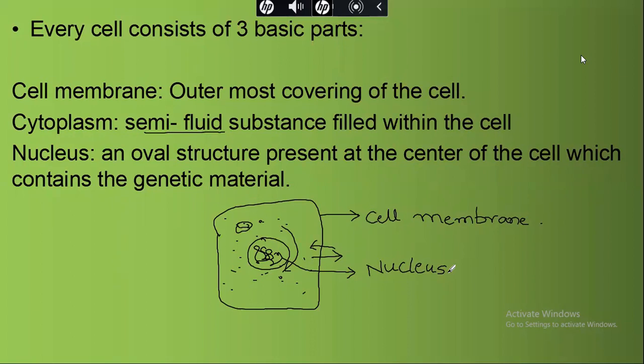Third comes the nucleus. It is an oval structure. It contains the genetic material. The main function is it carries the heredity from parents to their offspring. Second thing, it plays an important role in cell division.